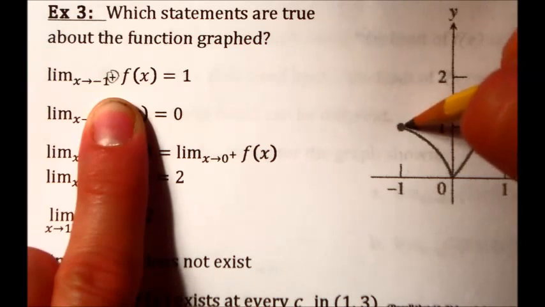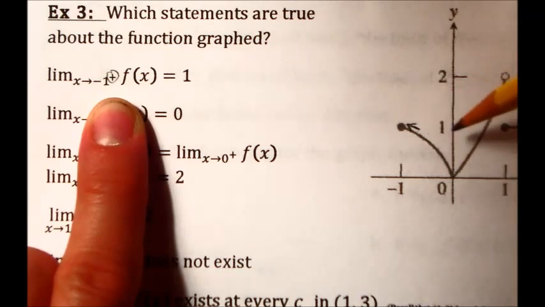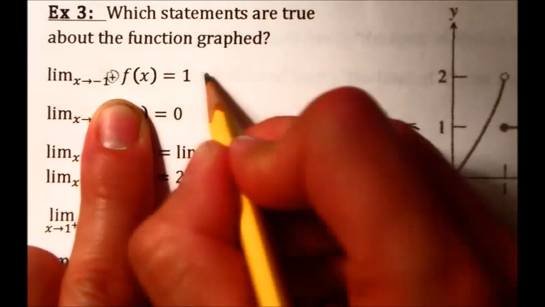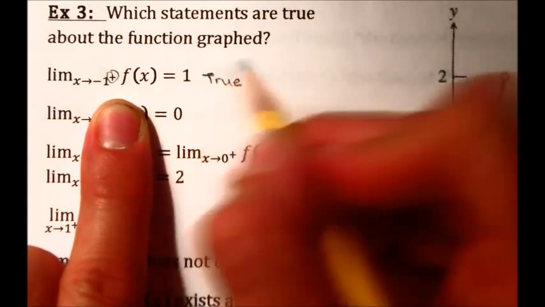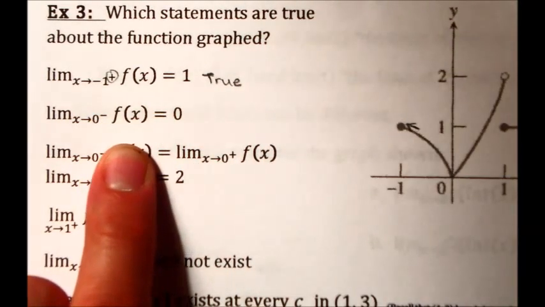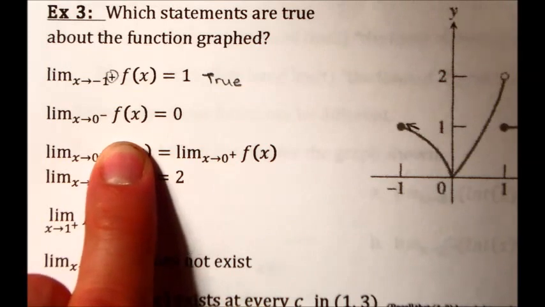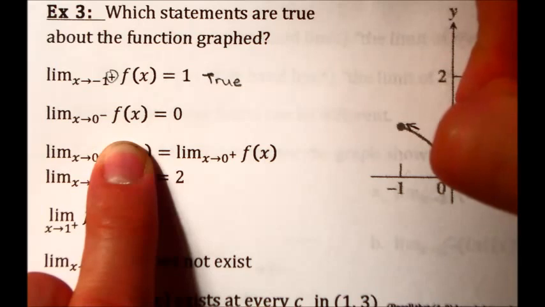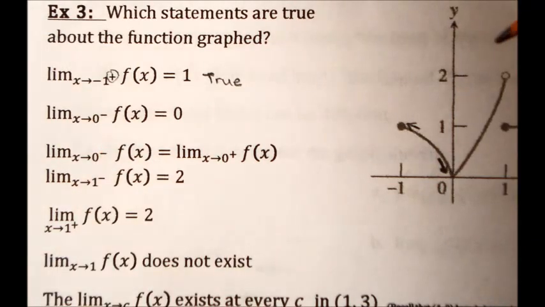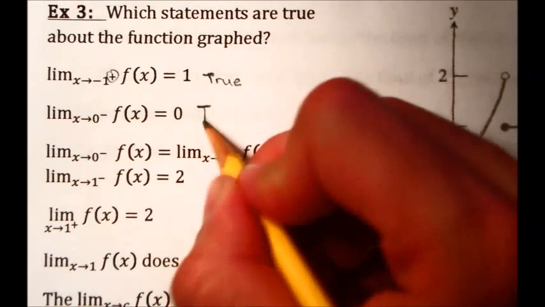Moving inward, moving inward. What is the y value of approach here? Sure enough, it's 1. Okay, so this is a true statement. Let's study x goes to 0 from the left side. Does it equal 0? Well, yeah, if you're coming from the left side towards x equals 0, the graph is indeed approaching y equals 0. So this is a true statement.